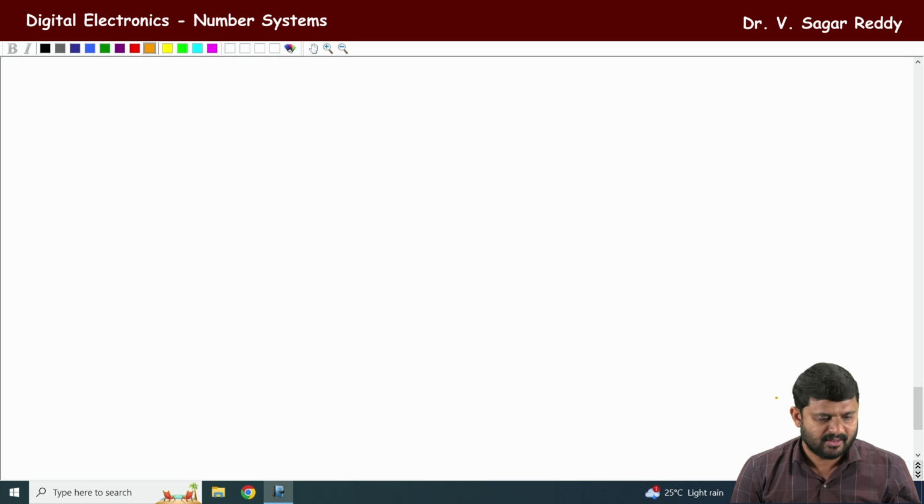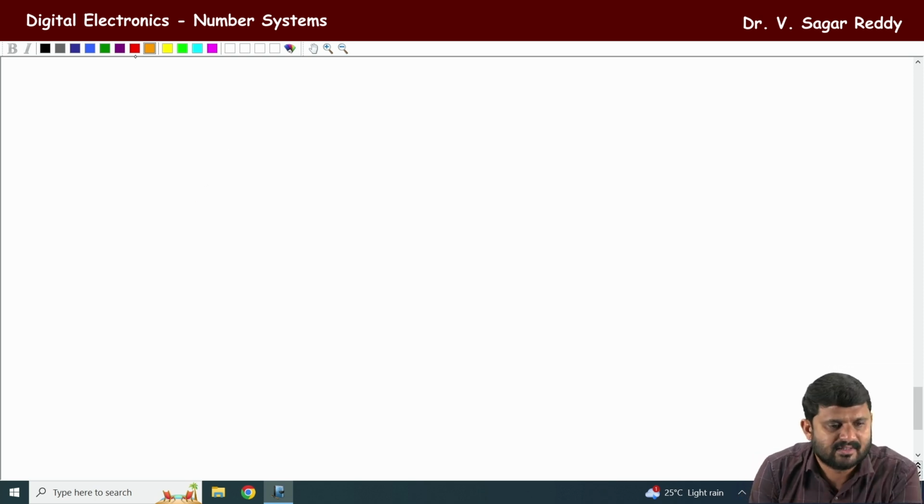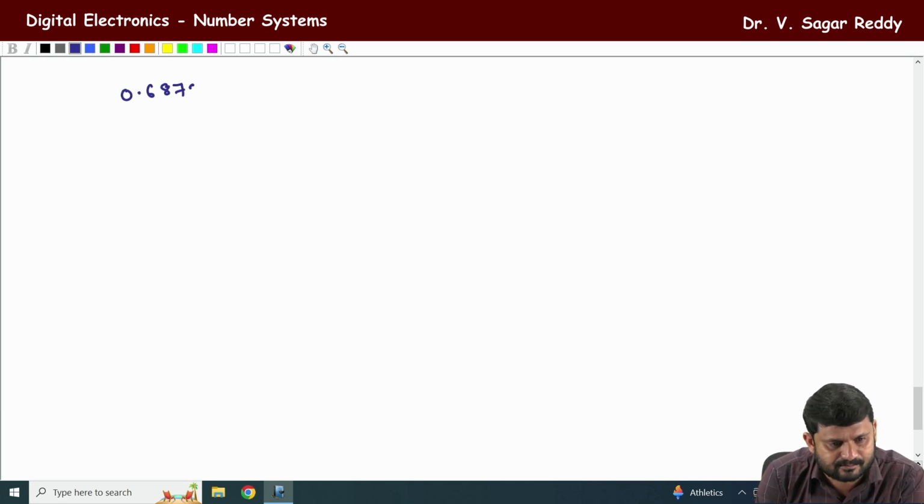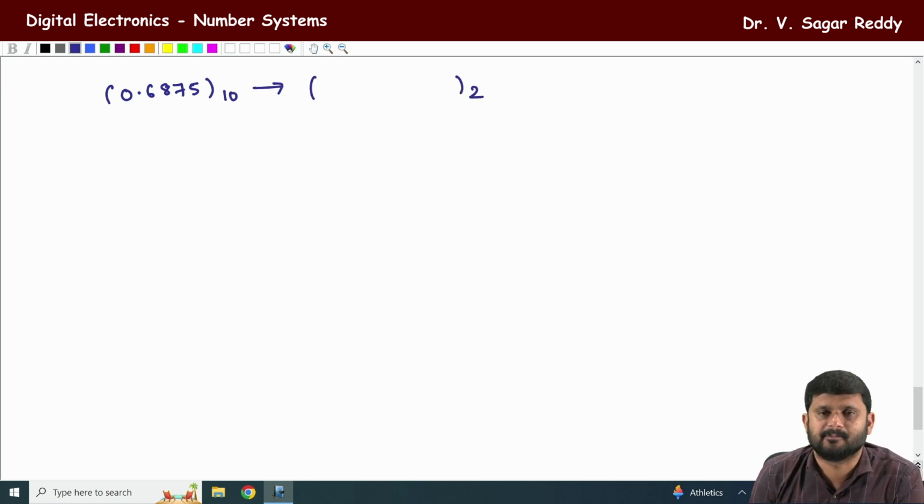So now, for example, it has some integer part. Let us consider I want to convert this number. Now let us consider I have a number 0.6875. This is my decimal number. I need to convert it into binary. Here, for the fractional part, we'll use successive multiplication.